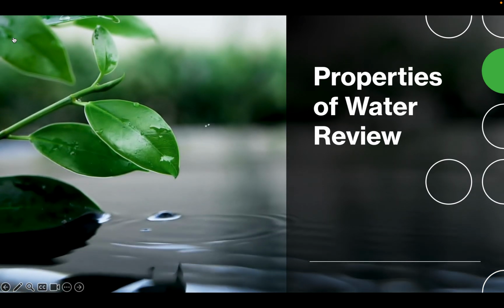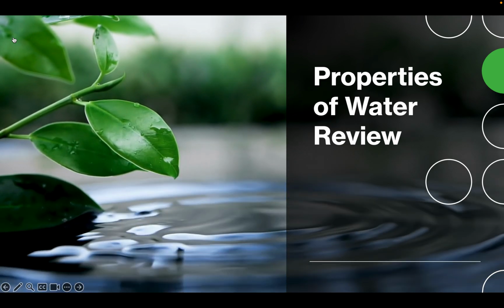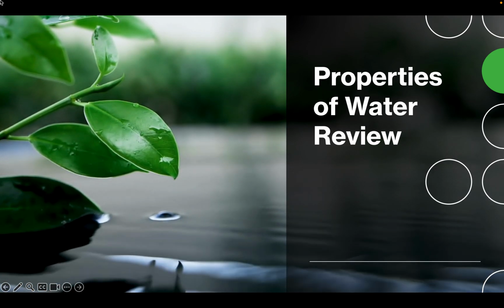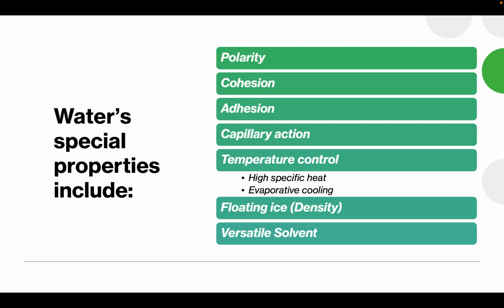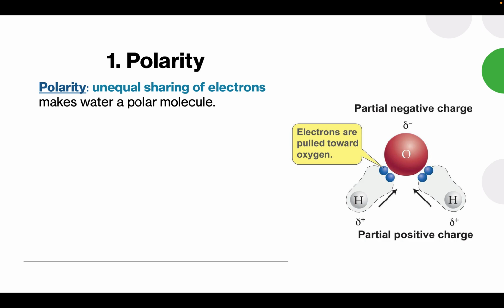Today's topic is water chemistry. We'll be specifically looking at how the structure of the water molecule gives it special properties that have allowed life to flourish on our planet. As a preview, those properties include polarity, cohesion, adhesion, capillary action, temperature control, including high specific heat and evaporative cooling, the unusual density differential between solid and liquid water that allows ice to float, and water's role as a very versatile solvent. Starting with something that you just learned about yesterday, which is the polarity of the water molecule.